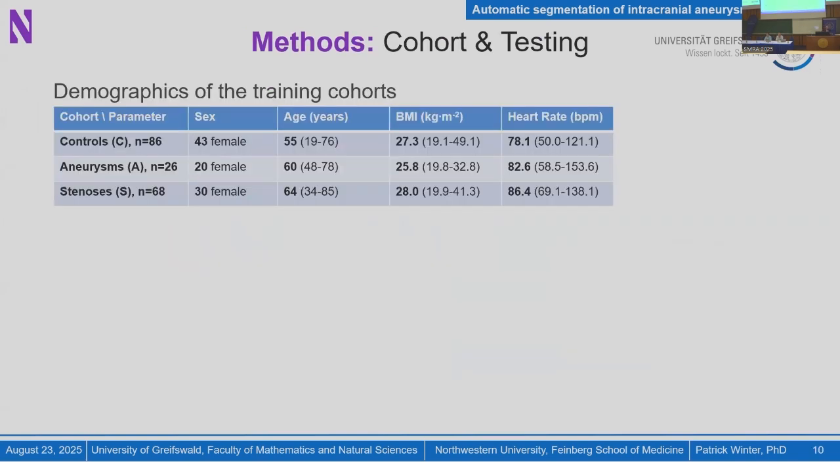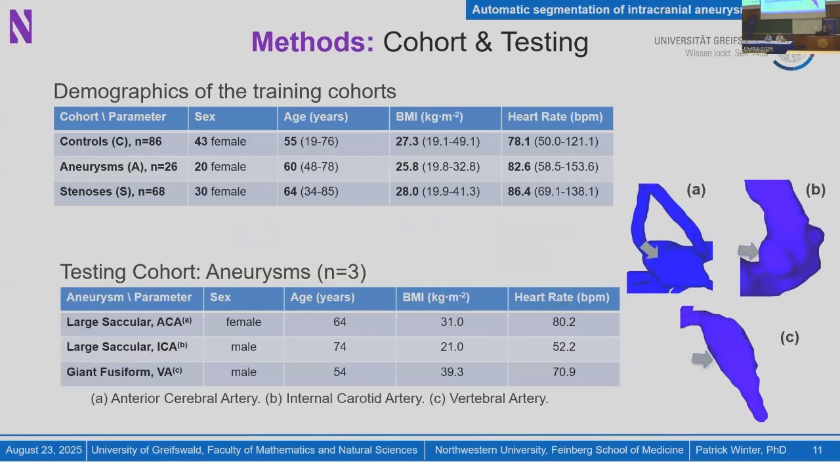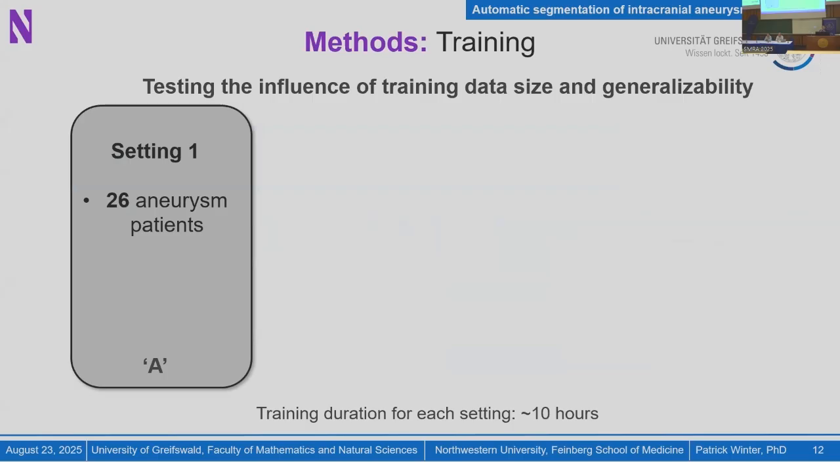Here you can see an overview of the cohorts used for the training. This was a retrospective analysis of controls as well as aneurysm and stenosis patients. And for testing the segmentation performance, we used 3 different aneurysm cases, 2 large saccular aneurysms, and 1 giant fusiform aneurysm.